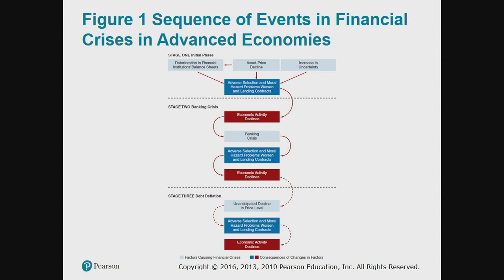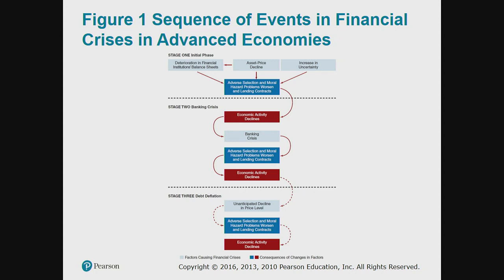Again, you have problems with adverse selection and moral hazard, and economic activity continues to decline. Then in stage 3, if things get really bad, we didn't really see this during the financial crisis, but during the Great Depression, this was the final stage. There's an unanticipated decline in the price level.